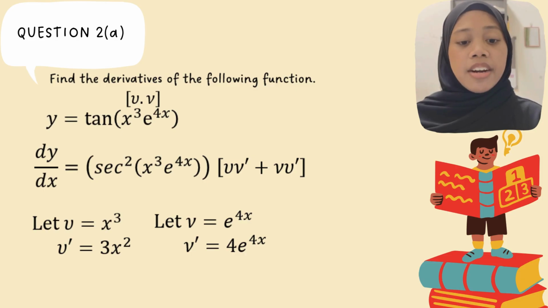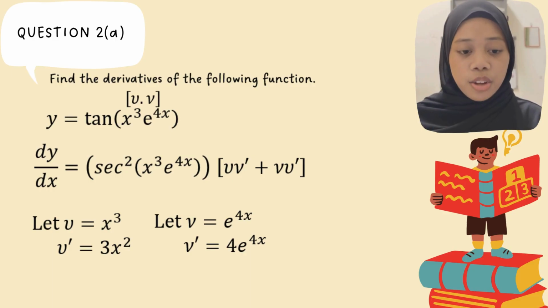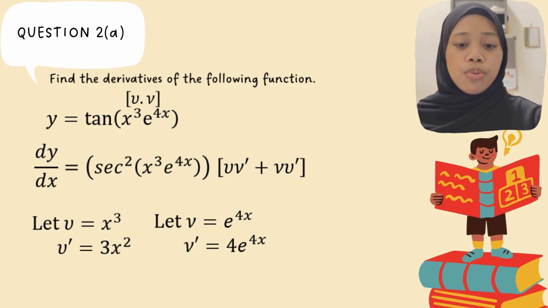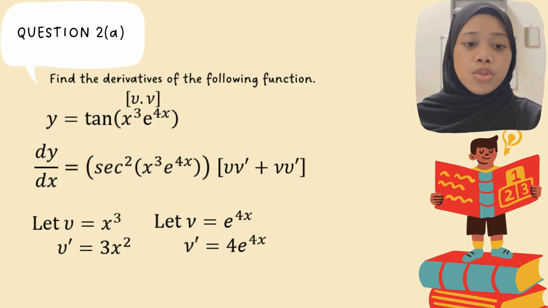Next, we multiply this by the derivative of the inside expression x cubed e to the power of 4x. Since x cubed e to the power of 4x is a product of two functions, we need to use the product rule, which is uv' plus vu'. So we let u equal x cubed and u' equals 3x squared, v equal e to the power of 4x, and v' equals 4e to the power of 4x.